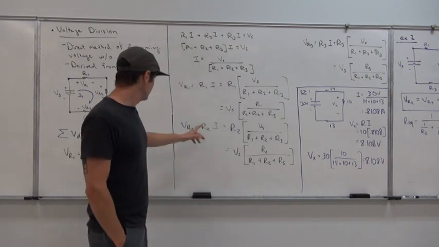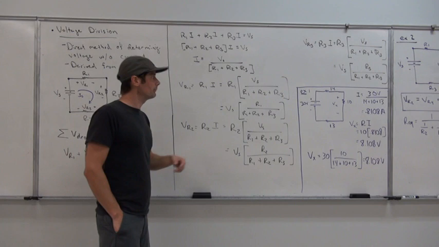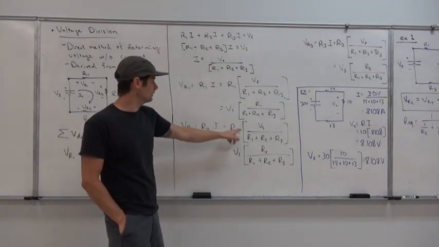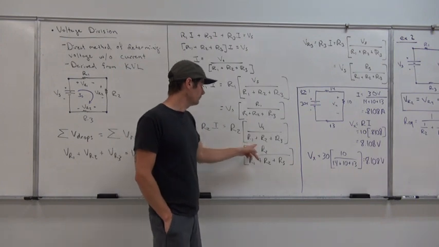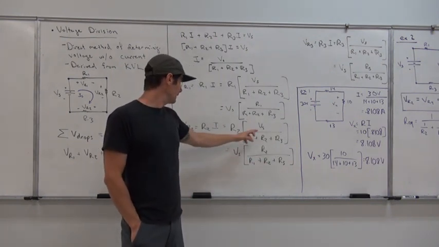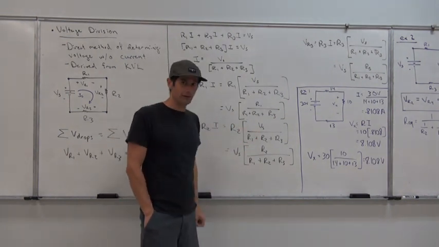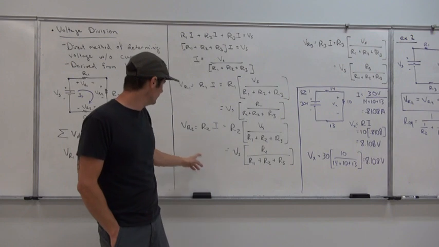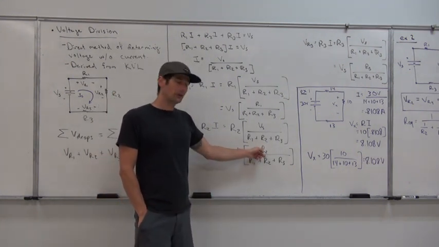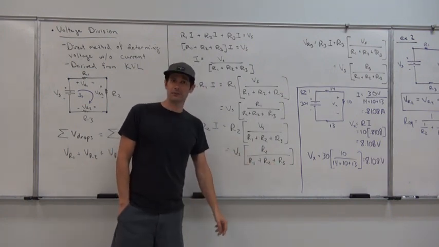Now, if we look at VR2, same thing. We substitute in what we found up here for I. So R2 times I is equal to R2 times Vs over R1 plus R2 plus R3. We factor out Vs, put it outside the bracket, put R2 back into the bracket, and sure enough, we get the same thing: VR2 is equal to Vs times R2 over the summation of those resistive elements.